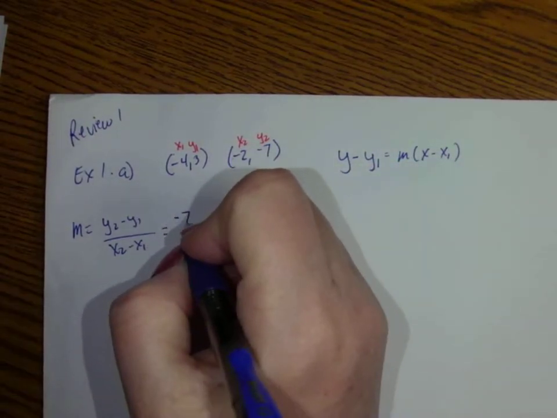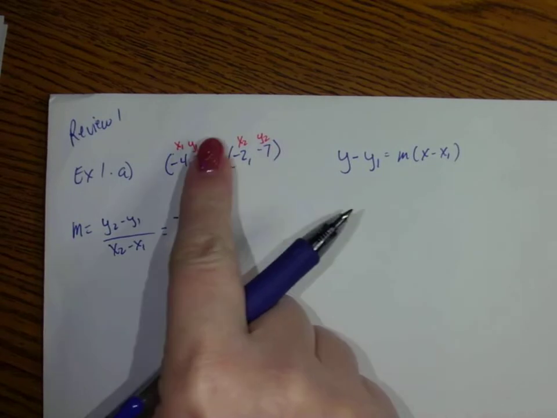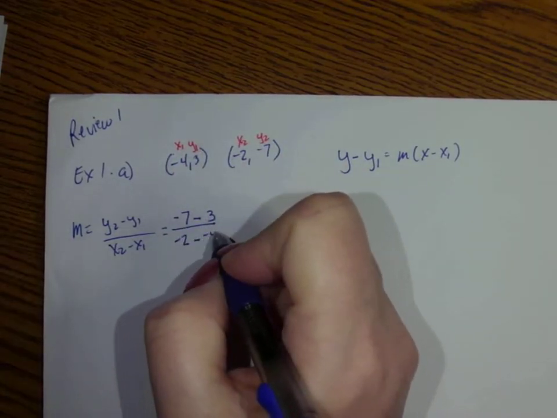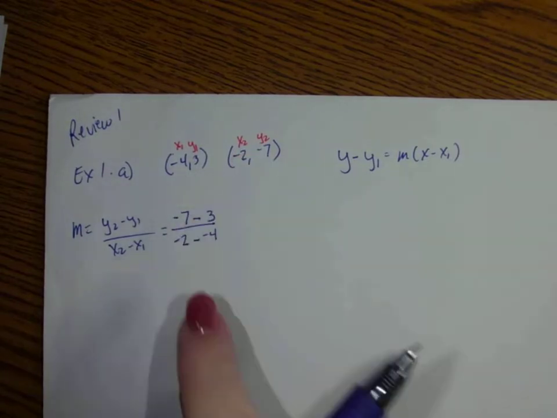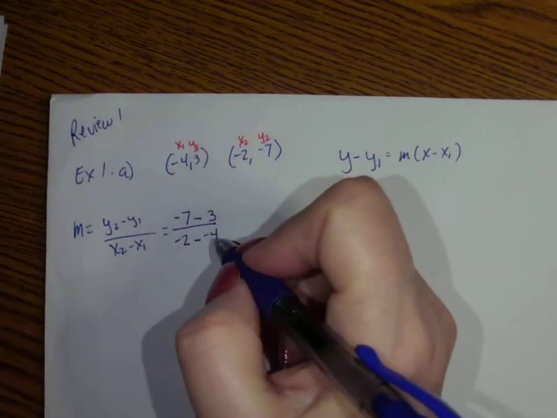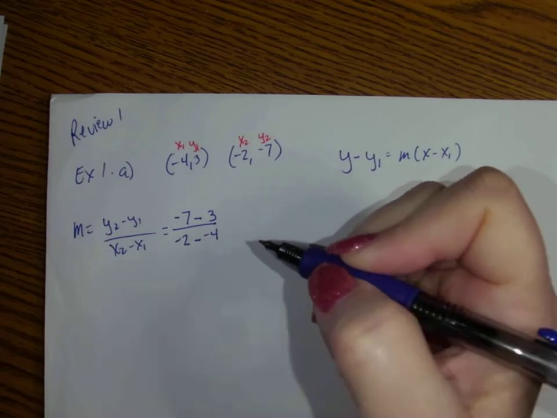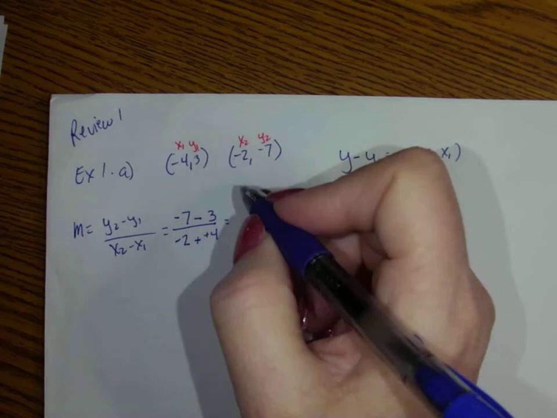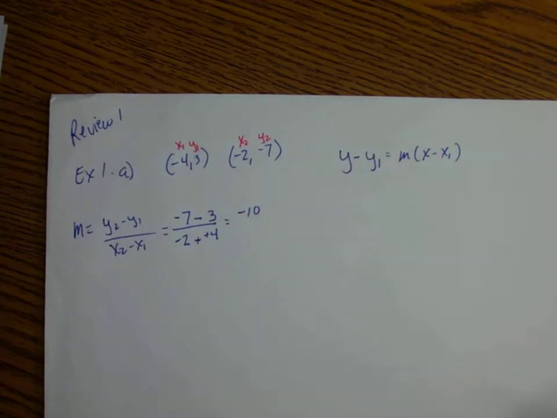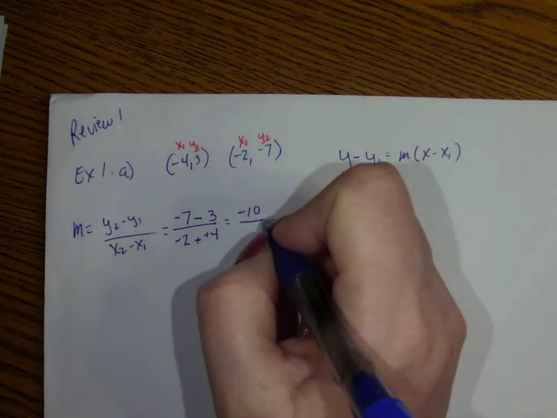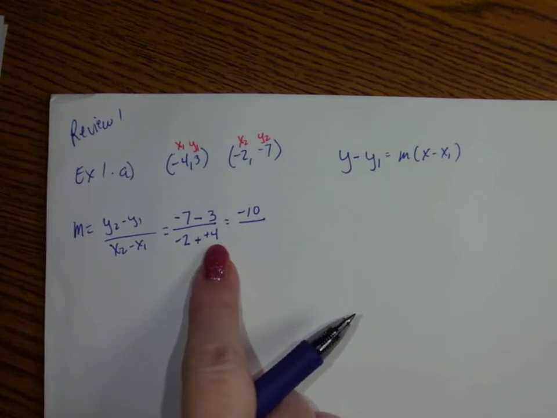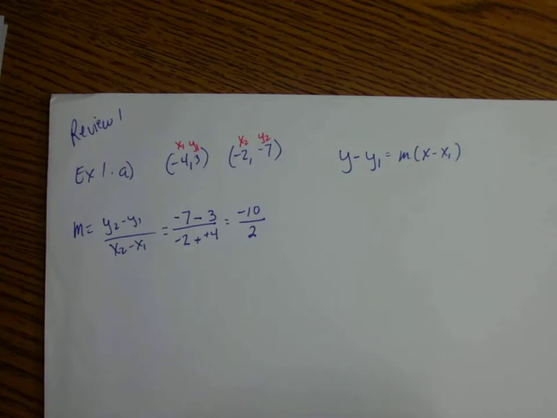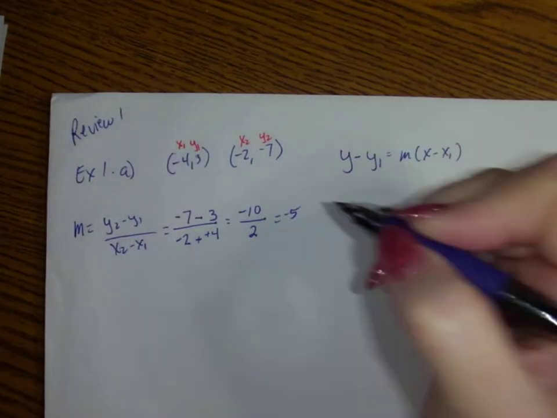So we have -7 minus 3, because y sub 2 minus y sub 1, over -2 minus a -4. And make sure you pull all of your negative signs. Well, this double negative on the minus a -4 will make that positive. So -7 minus 3 is going to get us -10 because they're the same sign. So we're going to add and keep the sign. And then we have -2 plus 4, or 4 minus 2, whichever way you want to look at it, divided by +2. And this will get us -5.